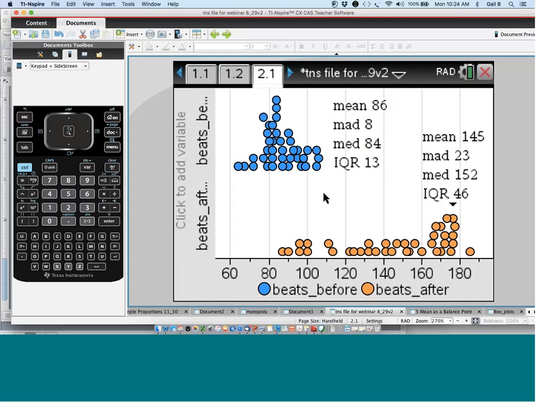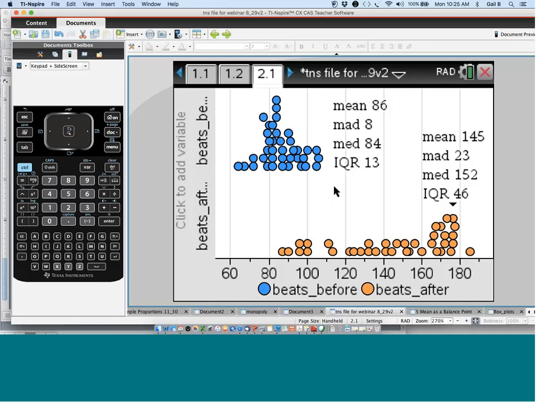And so I'm really very pushy about trying to get my kids to use words and numbers to describe the distributions that they see, so that they should be saying the typical pulse rate before exercise was about 86 beats per minute. The typical after exercise was about 145. So there was a great increase in the mean of the distributions after exercise. The spread, the MAD, was only 8, whereas the spread or the variability after exercise was 23, that's where we're using the MAD. So that there was a drastic increase in the difference between the kids after they had their exercise.